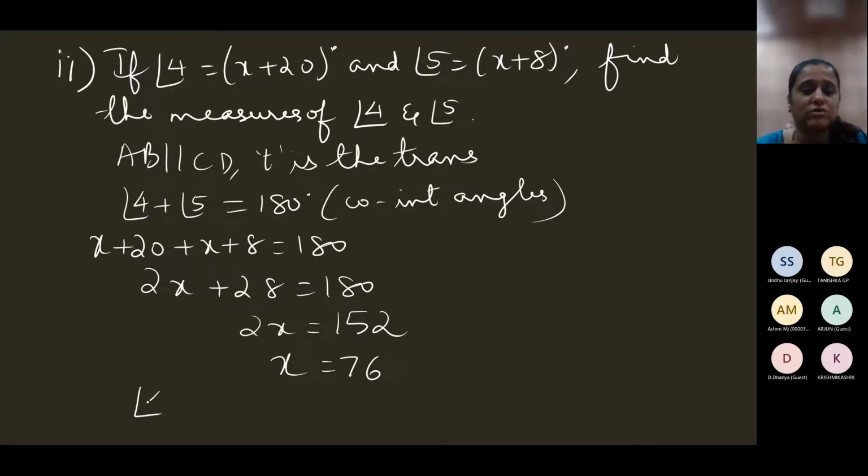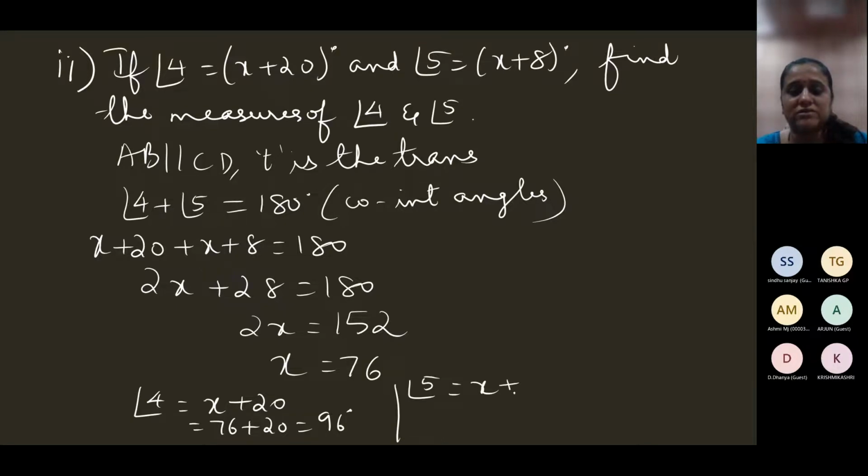Now angle 4 is equal to x plus 20, that is 76 plus 20, 96 degrees. And angle 5 is equal to x plus 8, which is 76 plus 8, which is 84 degrees. Please write down, children.